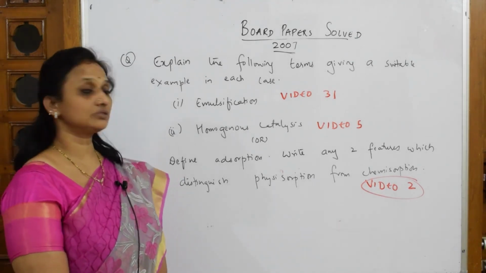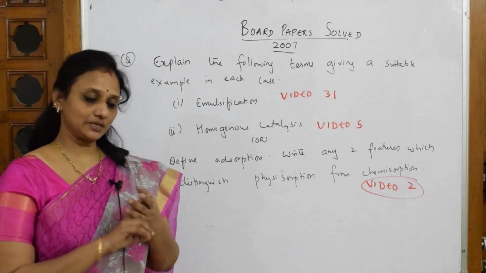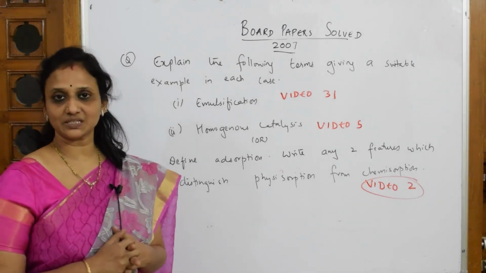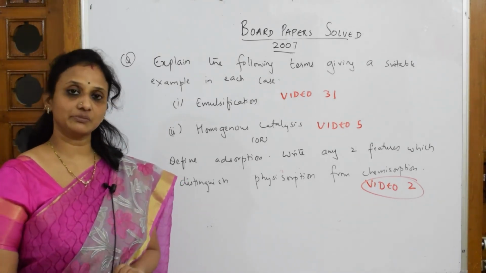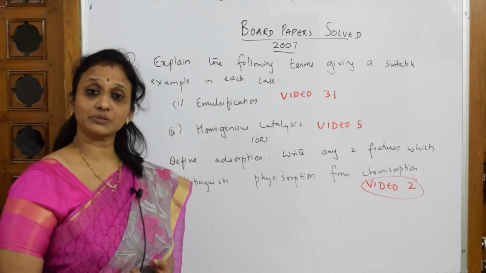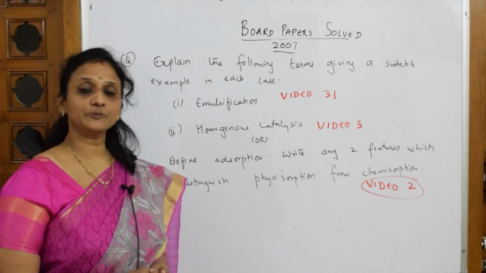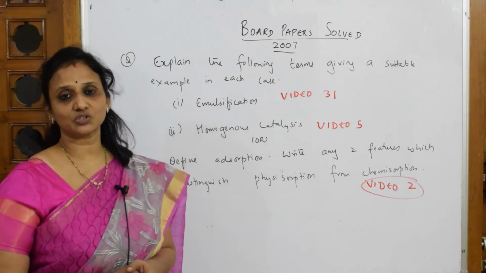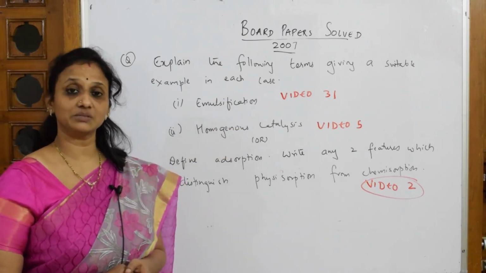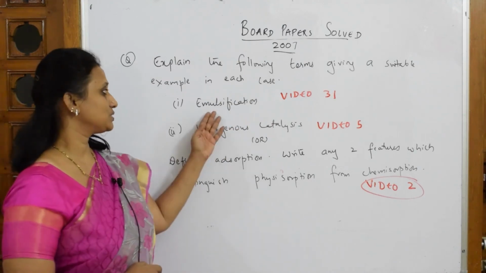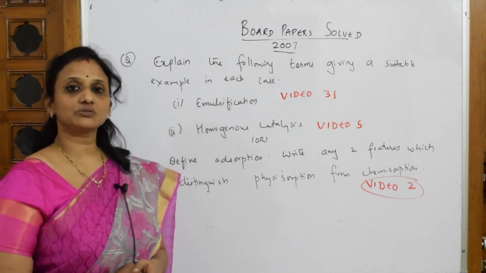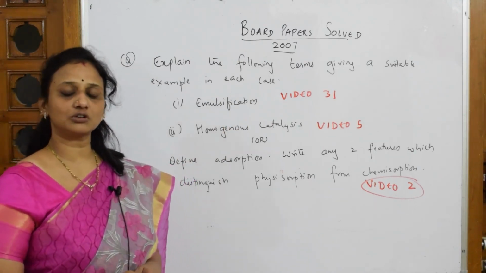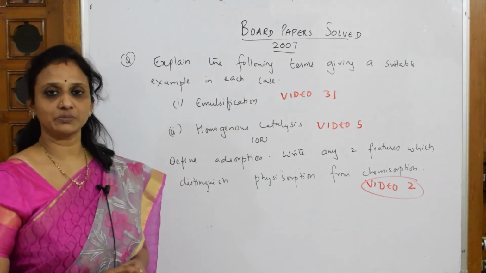I've done this in video number 31 where I explained the definition. Again, I'm repeating the same. I've explained the types of emulsions. Then I taught you the properties of emulsions. Then I also taught you the concept of emulsification. They asked that. Please watch that. And de-emulsifying agents or de-emulsification I've also taught you. So please watch that video. I've listed different examples for oil in water and water in oil types of emulsions.